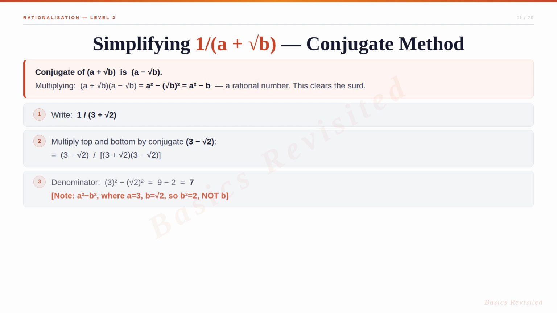Note carefully, this uses the identity a squared minus b squared where b equals root 2. So b squared equals 2, not just b. Step 4. Final answer: 3 minus root 2, all over 7.